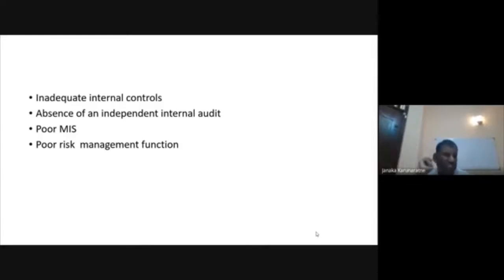The poor MIS. Now again, what is MIS? Management Information Systems. In order for the board or the KMPs to know what is happening, for the MD to know what is happening, there must be a very good MIS providing accurate, reliable information. If you don't have a very good MIS, that itself leads to problems because you can't make the right decisions.